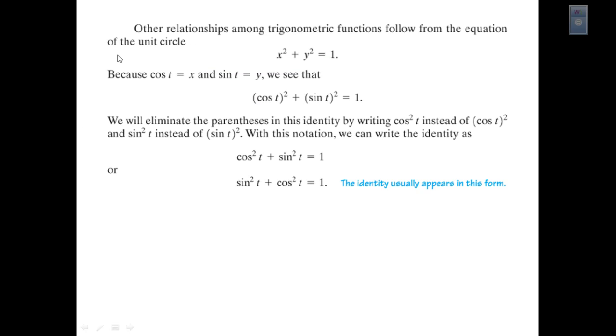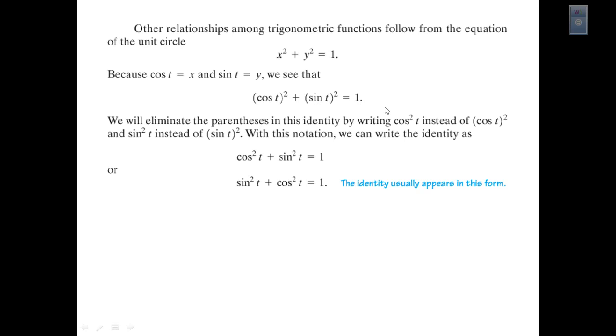Now, there are other relationships among the trigonometric functions that follow from that equation of the unit circle. Remember, we described the equation of the unit circle as x squared plus y squared equals 1. Now, because cosine t equals x and sine t equals y, we can actually do some substitution and put our cosine t in for our x and our sine t in for our y, and we get that cosine t quantity squared plus sine t quantity squared equals 1.